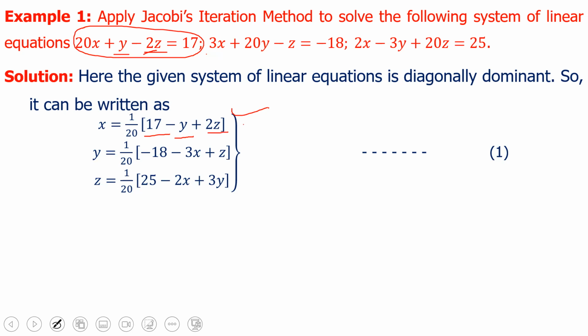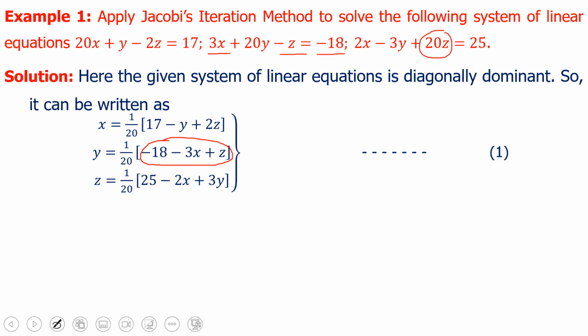Similarly, we can write the second equation. What is the coefficient of y? It is 20, which is larger compared to the other two coefficients. So we write y as 1 by 20 times minus 18 minus 3x plus z. Similarly, the third equation can be written for z. What is the value of z? It is 25 minus 2x plus 3y, whole divided by 20. So I think it is clear to all of you how we are writing x, y, z.